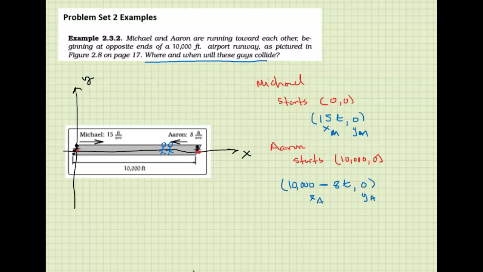So they're going to meet at a particular x coordinate. So you want their x coordinates to be equal to each other. So we have 15t equals 10,000 minus 8t. Okay, and we solve, and that will give us the time that they will meet. So we have 23t equals 10,000. So t equals 10,000 divided by 23.